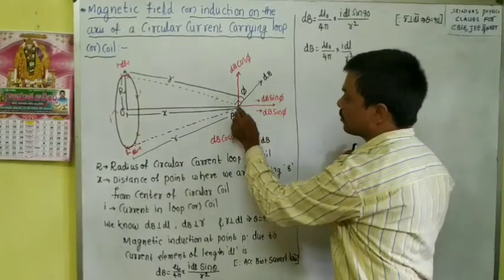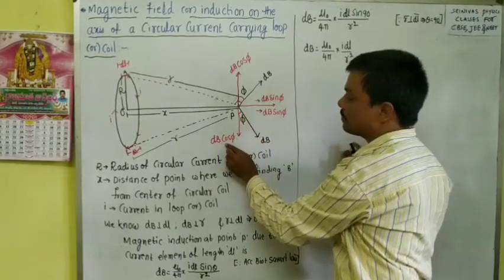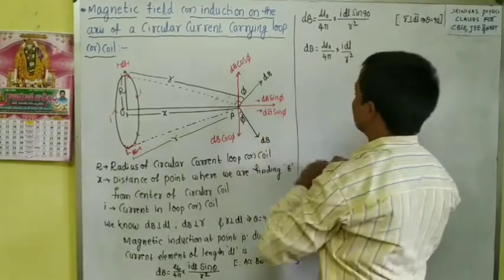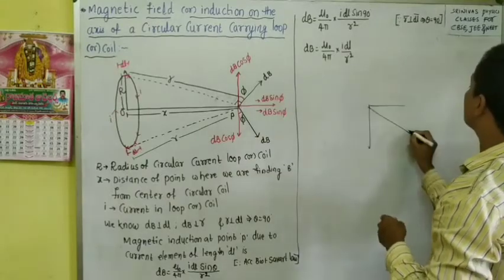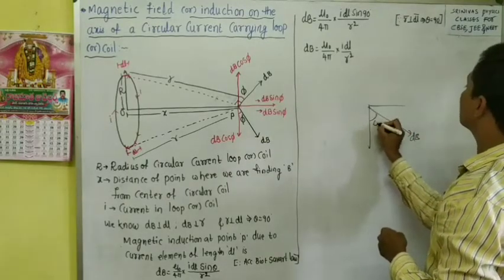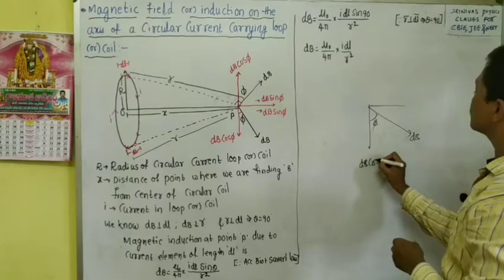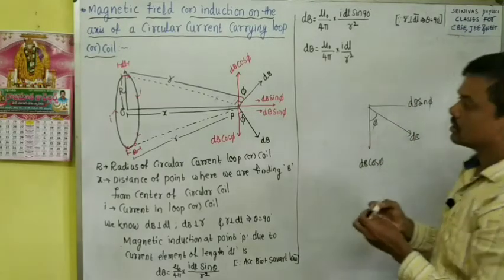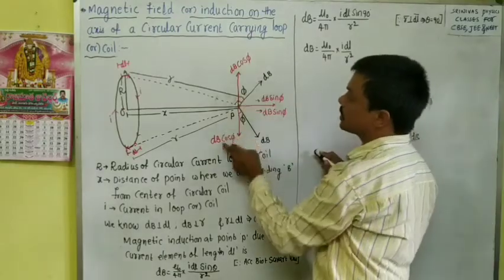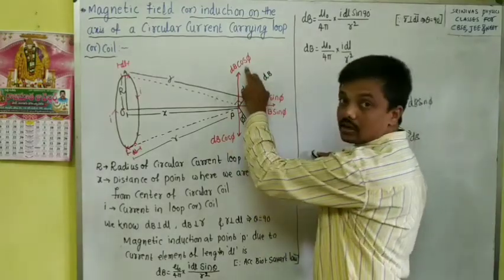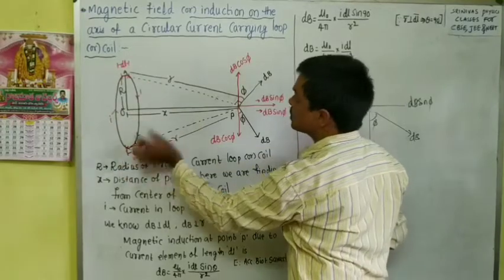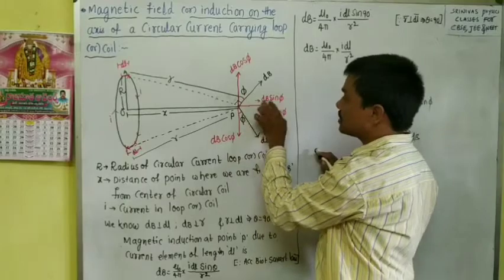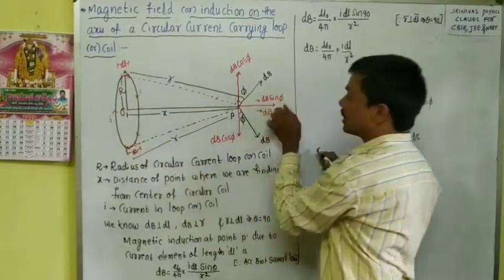And this component is attached with the angle, so we get it by multiplying with cos. Another component is sin. We are classifying the dB into components. This is dB and this angle is phi, this is dB cos phi and this is dB sin phi. When you observe this, the dB cos phi components are in opposite directions, so they will cancel each other. Due to this element, the dB cos phi components are in opposite directions, they will cancel each other. But the dB sin phi due to this component and this component are along the same direction.